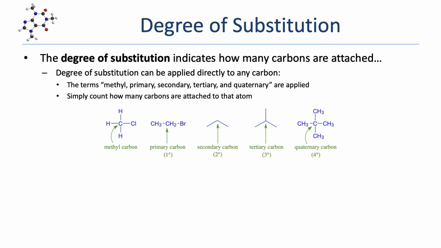We often abbreviate these last 4 substitution patterns with the number and then simply a little degree symbol. So 1 degree, 2 degree, 3 degree, 4 degree, although it's never spoken that way. You always say primary, secondary, tertiary, or quaternary.